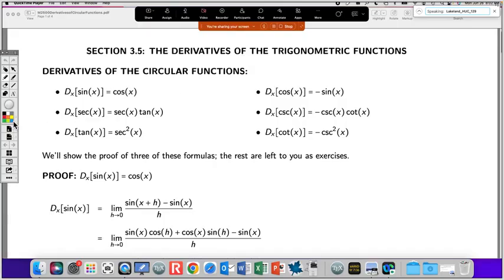Once again, you will often hear me call these the circular functions because they all go back to the unit circle. The coordinates on the unit circle are cosine theta, sine theta, and they're defined in terms of radian measure counterclockwise from the positive x-axis. So if you hear me say circular functions, I mean these guys.